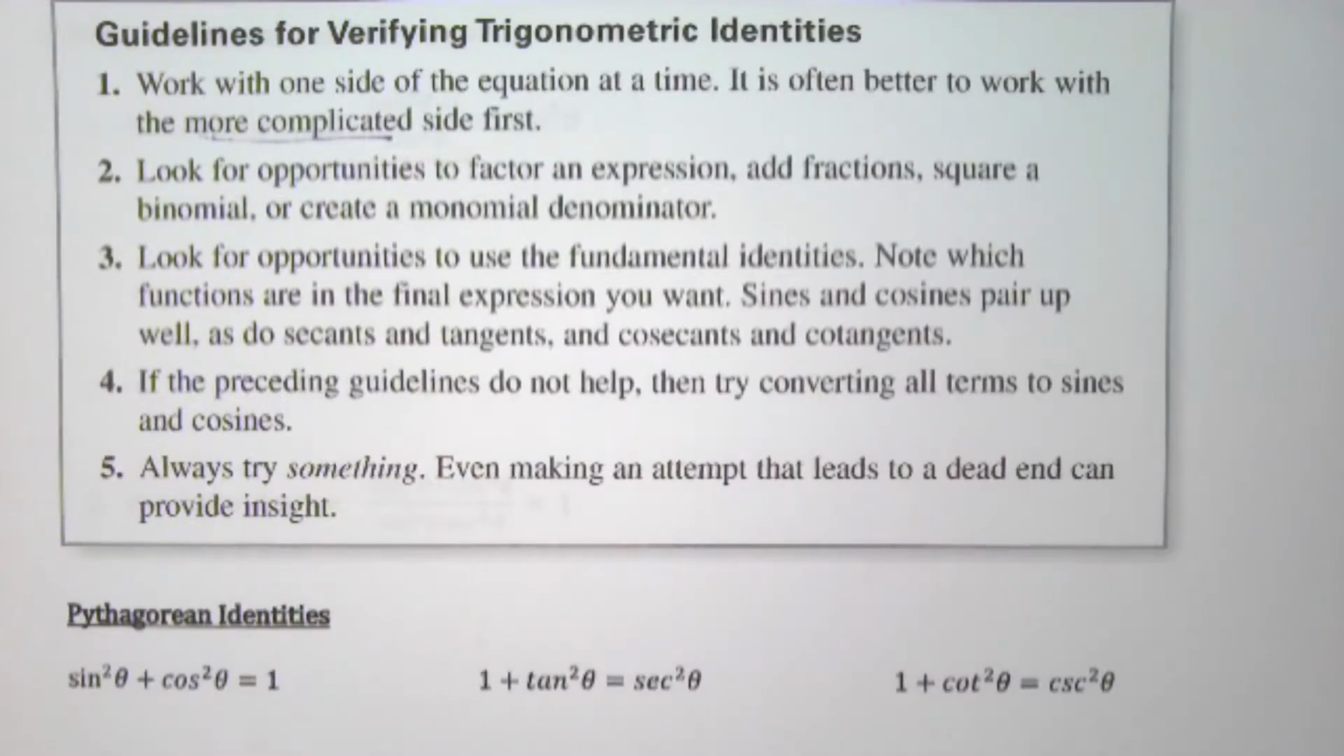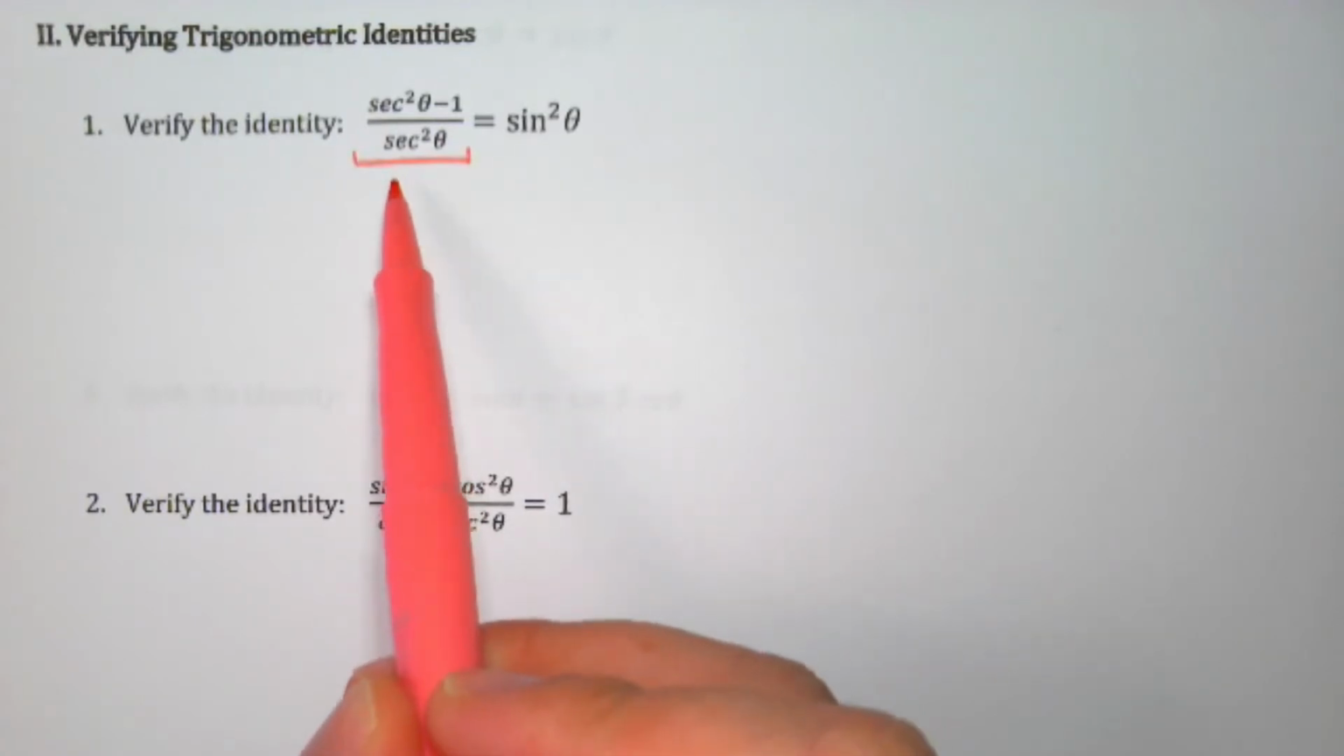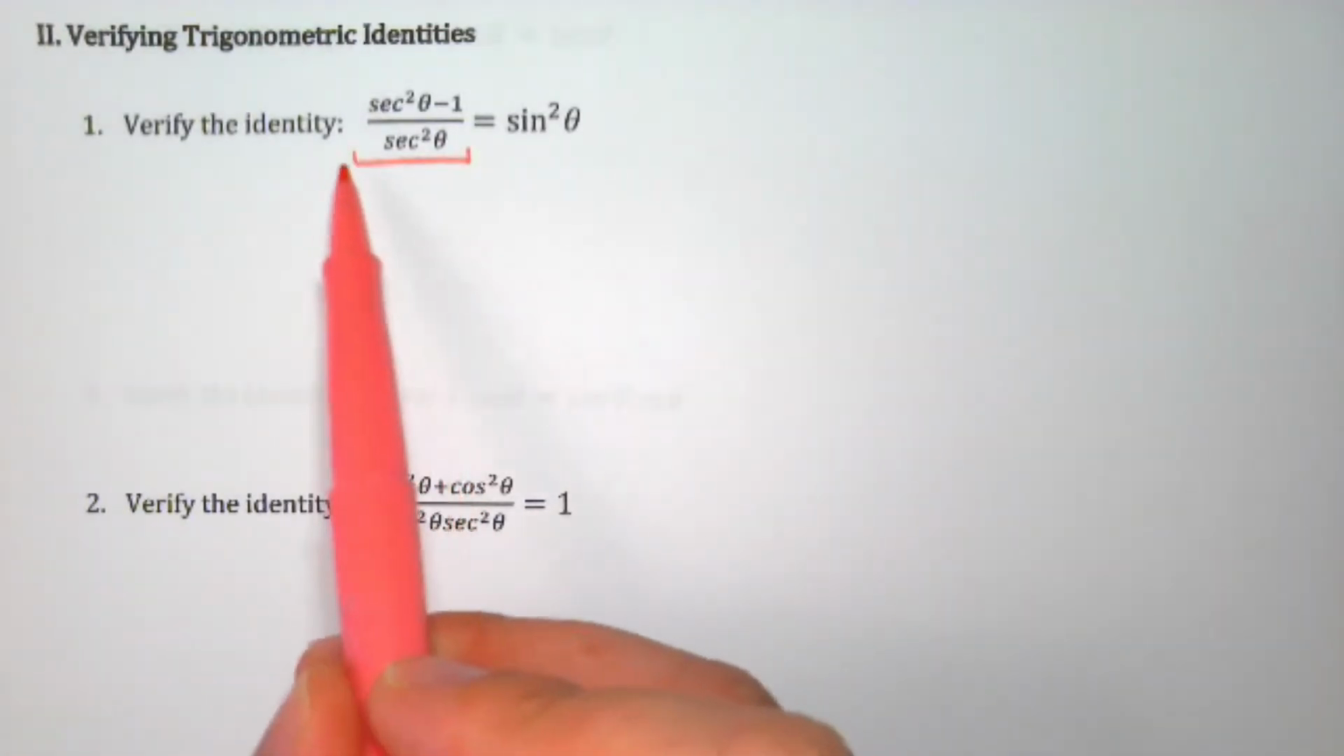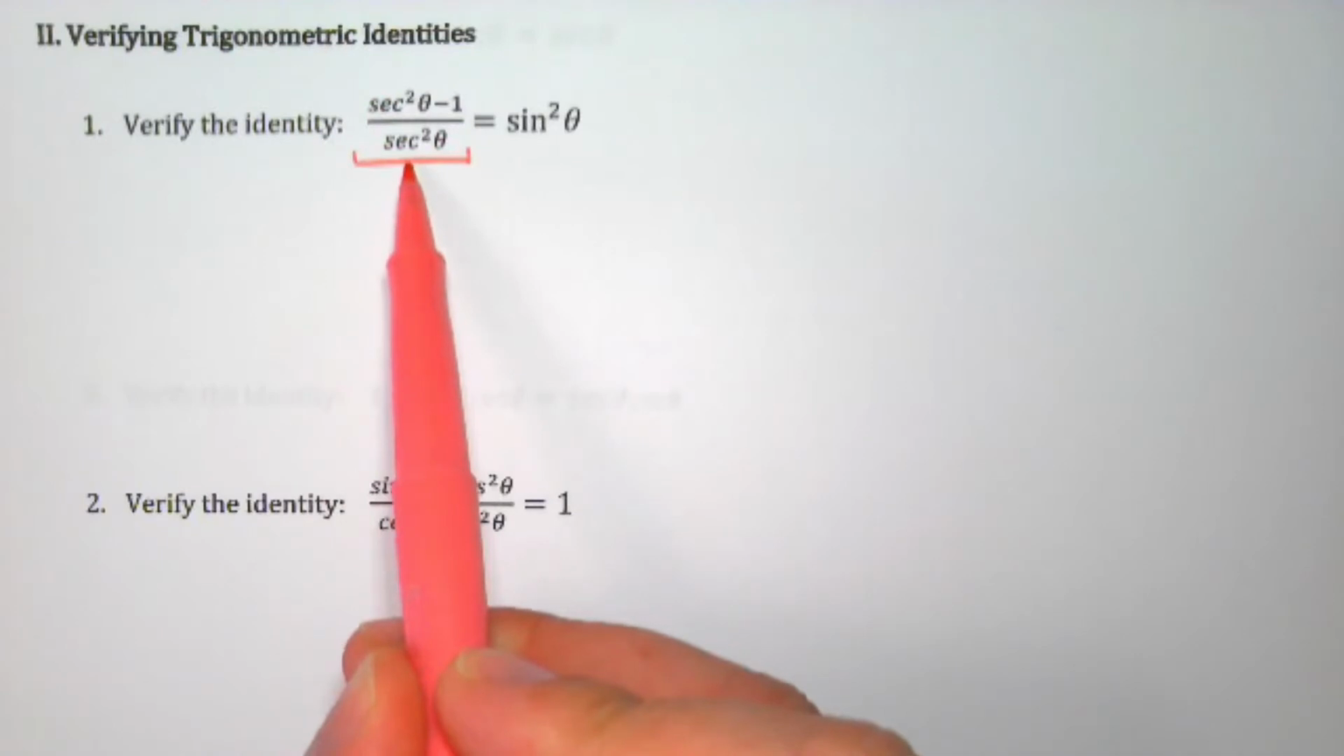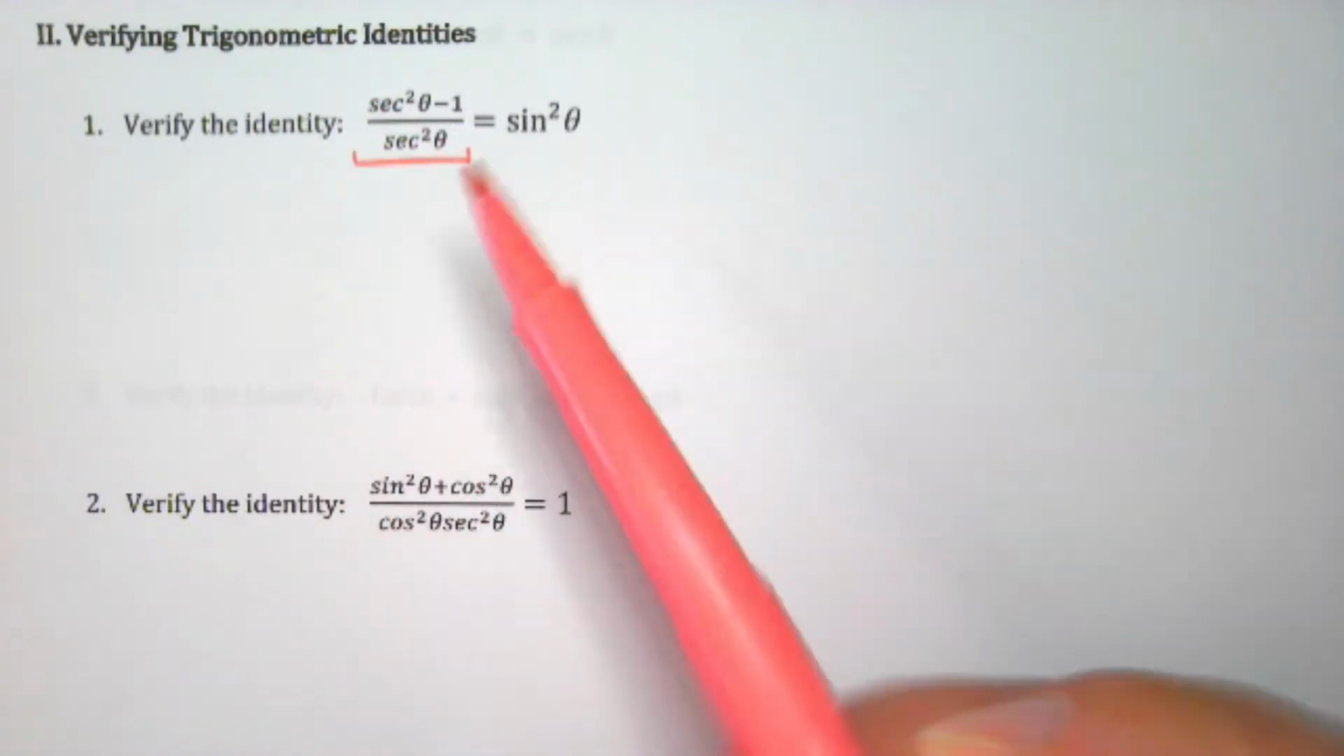So we're going to take these ideas, we're going to do the entire next page together, numbers 1 through 4, and then you will give 5 through 7 a shot on your own. Coming on to that second page, with number 1, step 1, we already identified that more complicated side, which was that left-hand side. So we want to do whatever possible on this left-hand side to get it to be equal to sine squared theta.